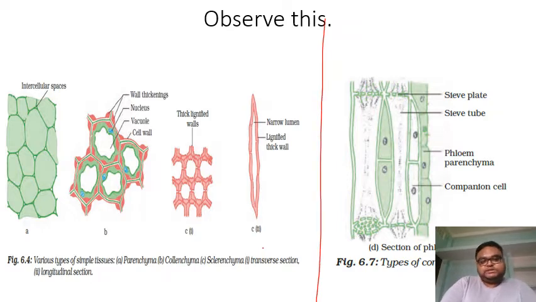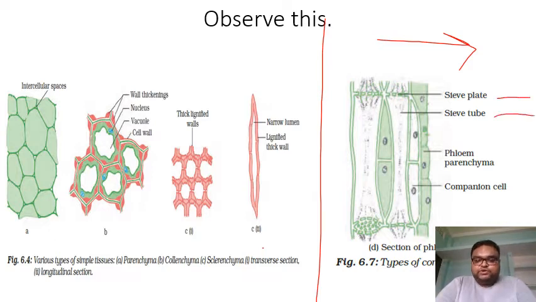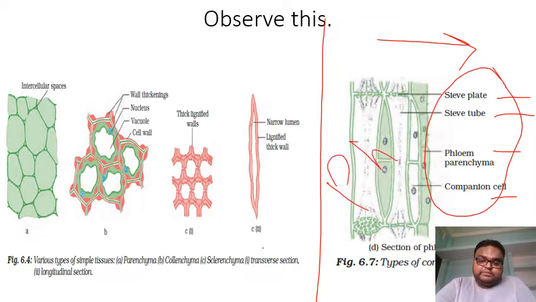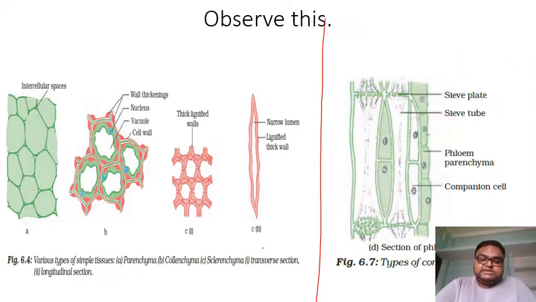Now, students, just look at this picture. Okay. So, what can you see here? You can see sieve plate, sieve tubes, phloem parenchyma, companion cells, right? All these things are making one type of tissue, isn't it? The name of that tissue is phloem. You might have heard about this term, phloem. It is required for the conduction of food, right? So all these things make up a single tissue, and that tissue is called phloem.